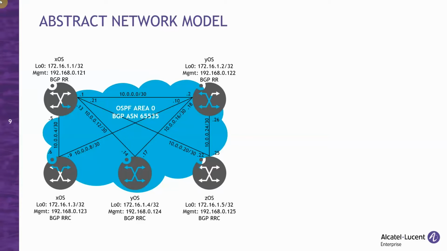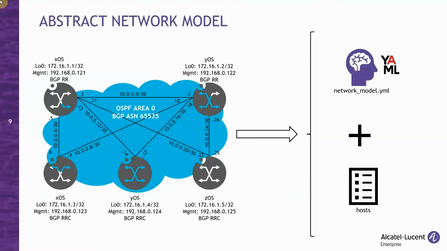Of course, a diagram is not a friendly format for a script to take as input. So we will take this diagram and we will represent it as a YAML model, that is a text file, and a host file, also a text file which contains the OS and logon details for each device. You will see the network model in the demo.